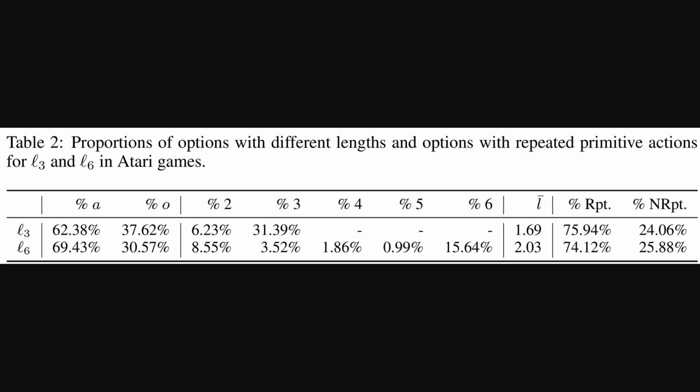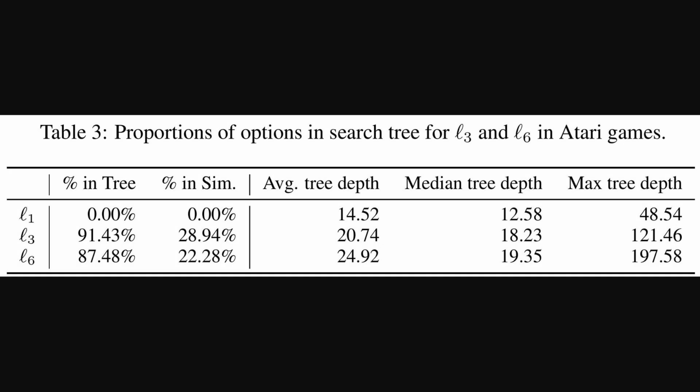So digging deeper into how those options are actually used, this table breaks down the behavior for the length 3 and length 6 versions across Atari. Okay, you see primitive actions, shown as %A, are still most common, over 60%, but options, %O, make up a significant chunk, around 30 to 37%. Interestingly, while about 75% involve repeated actions, the agent also discovers important non-repeated sequences showing strategic option use learned through self-play.